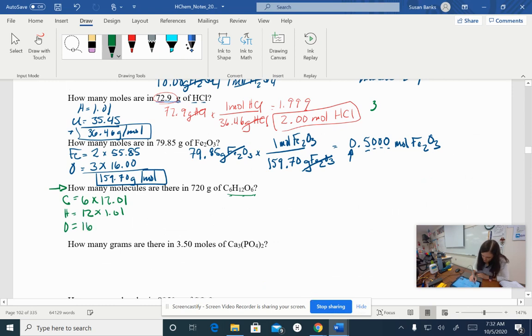15.99 rounds out to 16, and I've got 6 of them. So I need to multiply that by 6. Okay, so take a minute with your calculator, add that all up, and when you come back, we'll check your answer. Okay, so if you look at this, we should get a molar mass of 180.18 grams per mole for glucose.